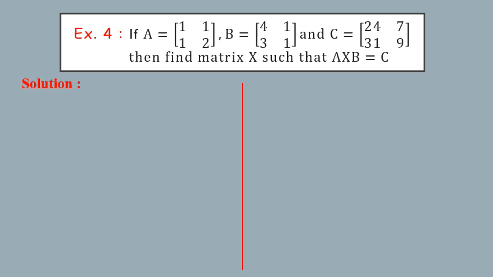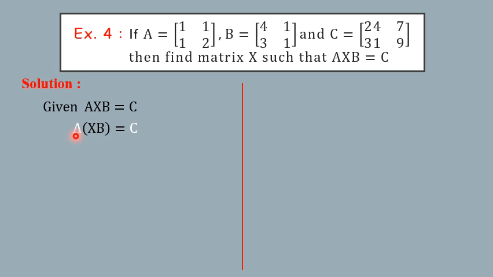Now in example number 4, matrices A, B and C are given and we have to find matrix X such that AXB is equal to C. So here AXB is equal to C is given. By associative law, this can be written as A into XB is equal to C. So in this product, A is prefactor and XB is postfactor.